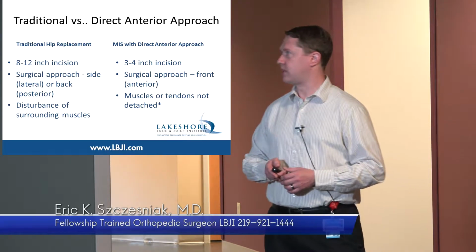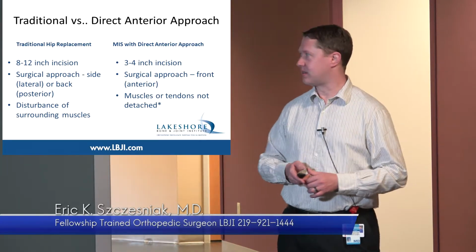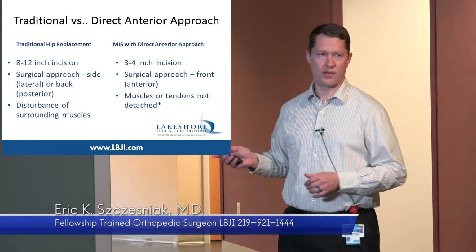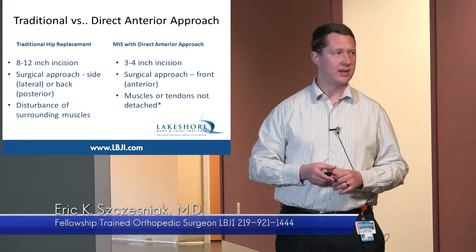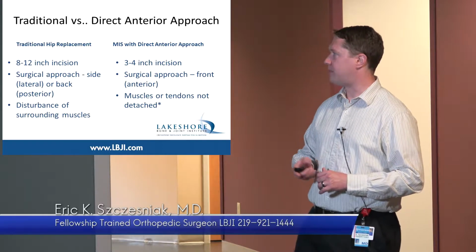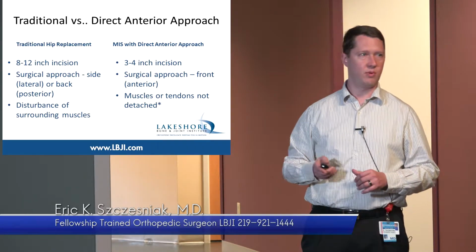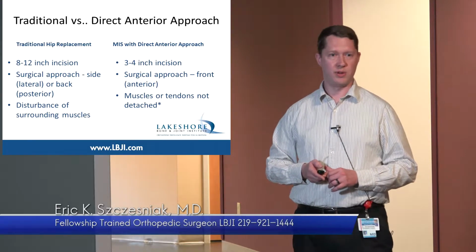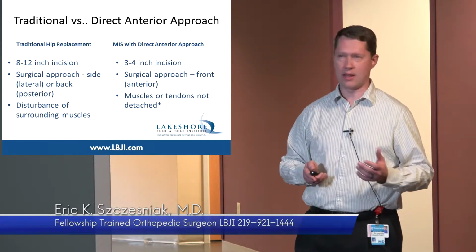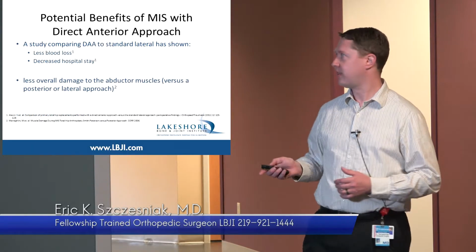So in terms of a traditional approach versus the anterior approach, the incision does get a little bit smaller. This is taken from a research paper, and I would argue that the 8 to 12 inch incision is a little bit of an overestimate, but the incision still can be a little bit smaller. In particular, though, for the traditional hip replacements, we do mess with the muscles around the hip, either splitting or directly cutting them and then repairing them. In the front approach, there are no muscles or tendons that are cut.